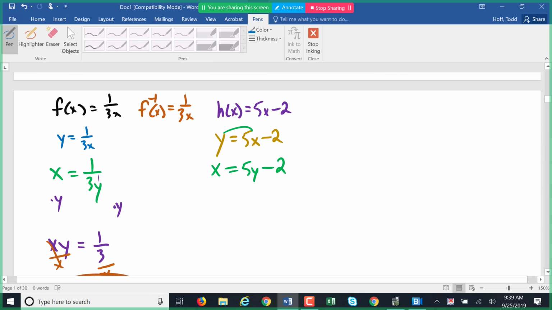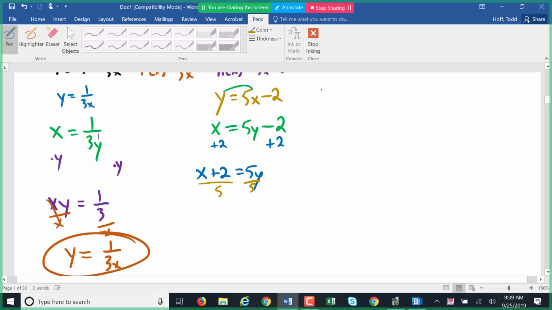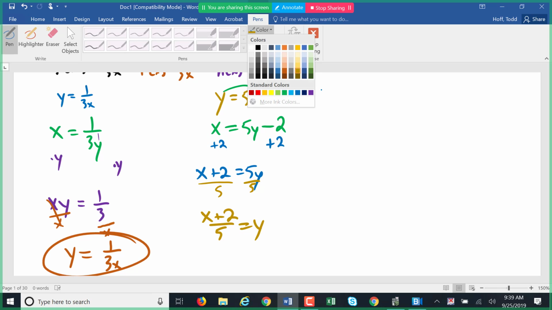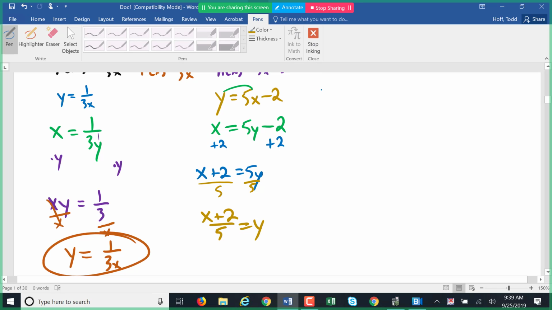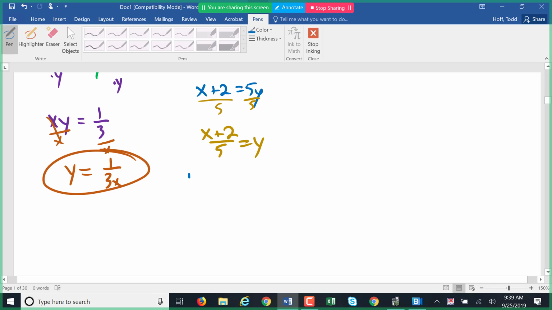So we'll start by adding the 2. So X plus 2 equals 5Y. Then we divide by the 5. So (X plus 2) over 5 equals Y. And then we'll shift that back into function notation. That was H. So this is H inverse of X equals (X plus 2) over 5.